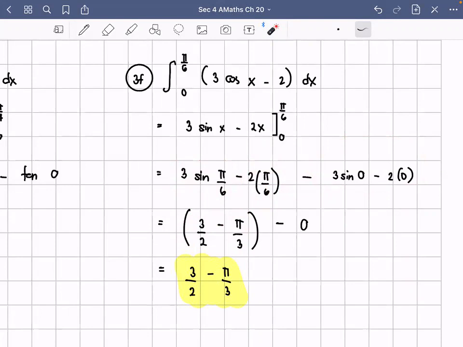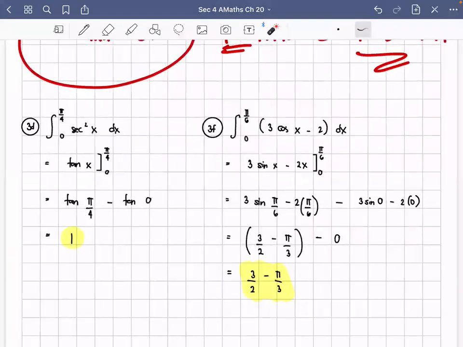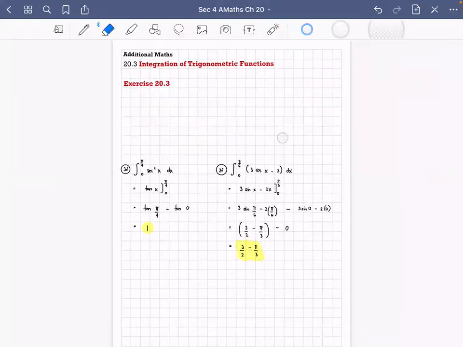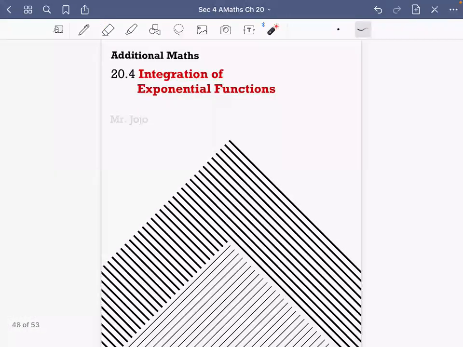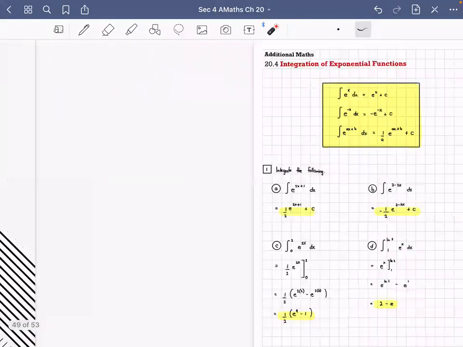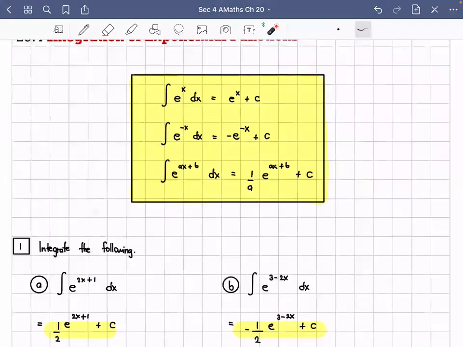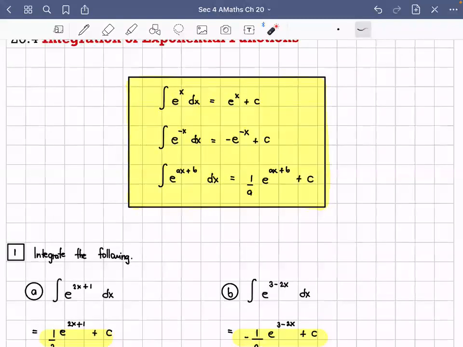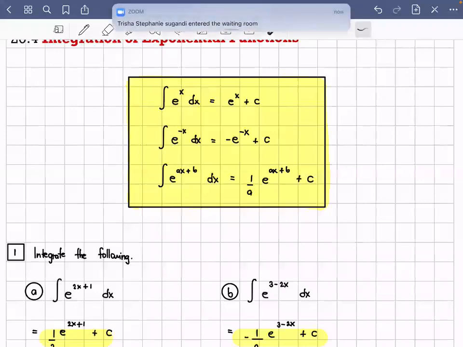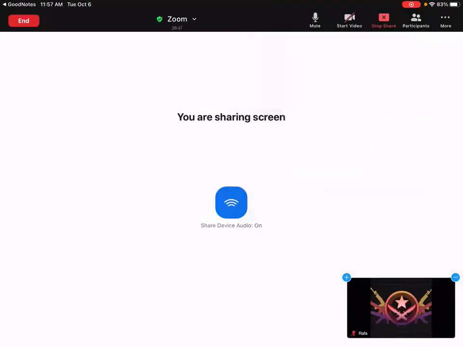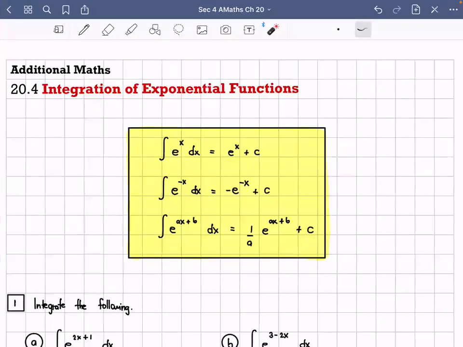Okay, so that wraps up our integration of trigonometric functions. So let's finish this chapter with integration of exponential functions. So we only have one, just one. So we have this here. Please turn your books to page 444. So page 444. These are the identities that you need to learn for each integration.